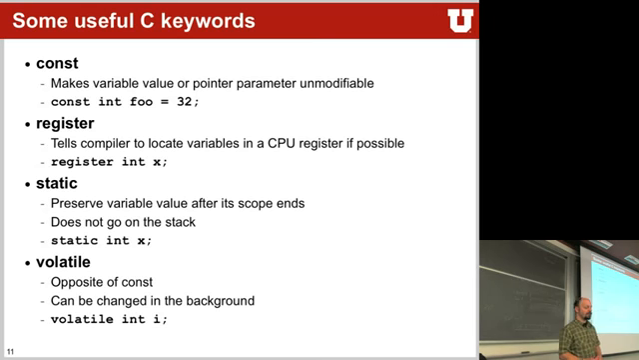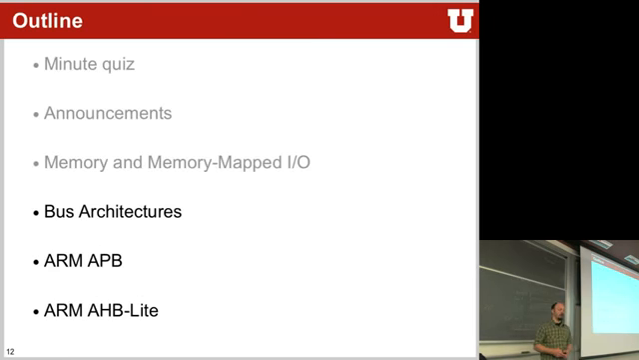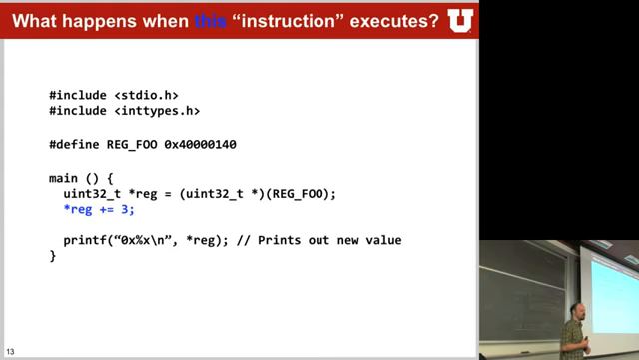Okay. Bus architectures. Here's actually the link between your C, assembly, and what's really happening in the background. Let's look at this particular example. We have a memory location that we defined as rec_foo. We declared an unsigned integer 32 as a register pointer and set it to this memory location. We now do a star rec plus equal 3.